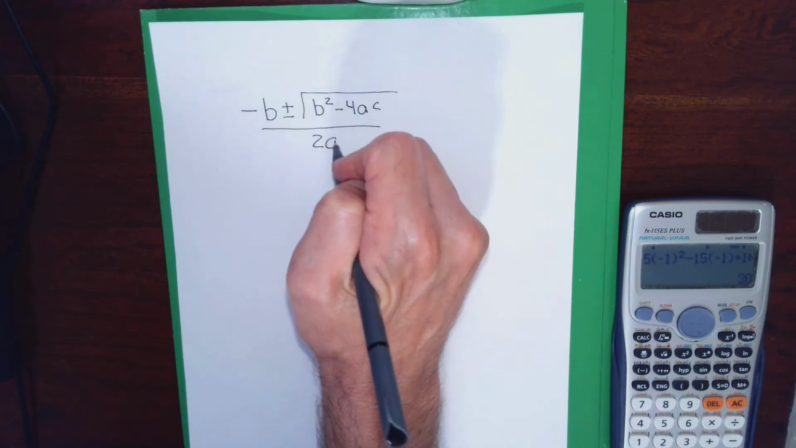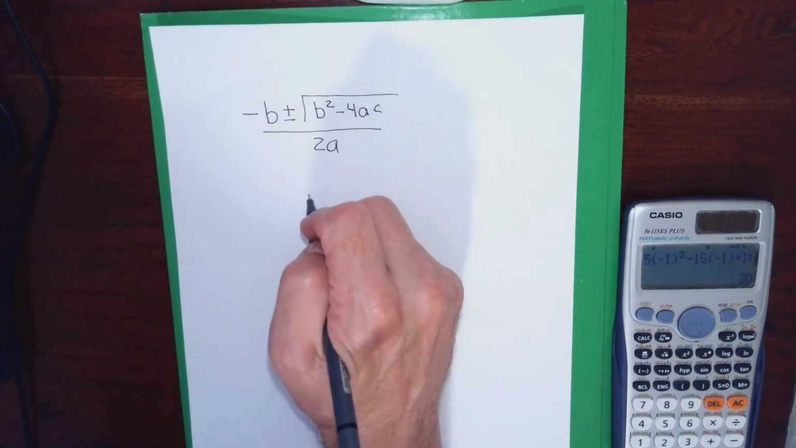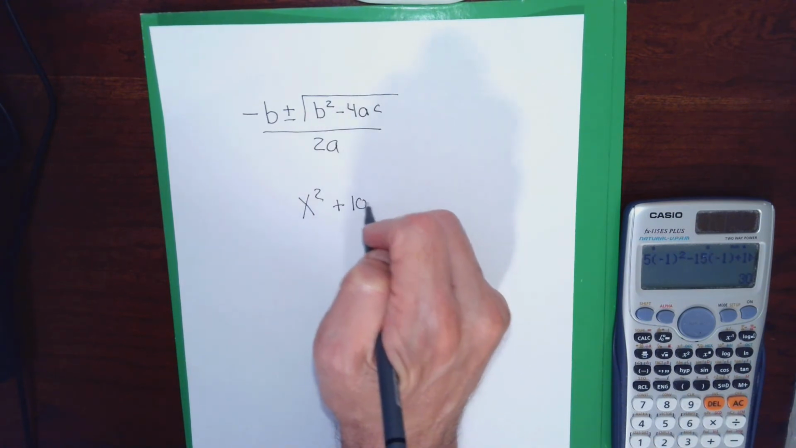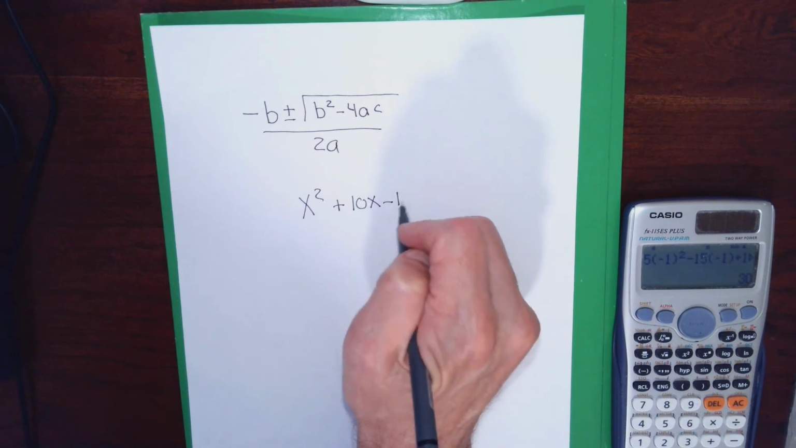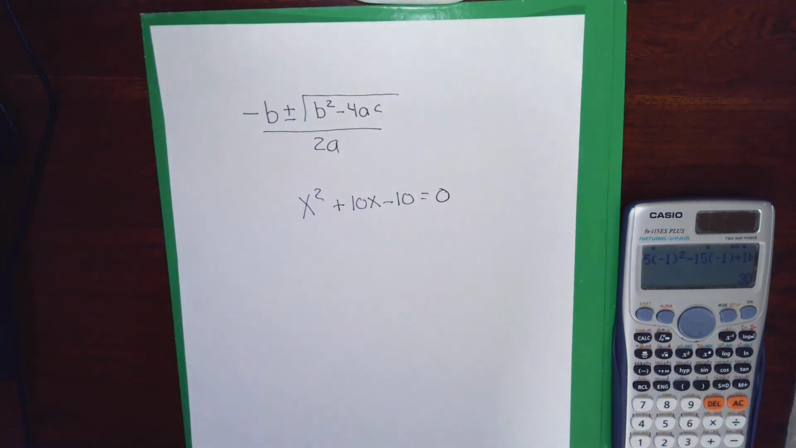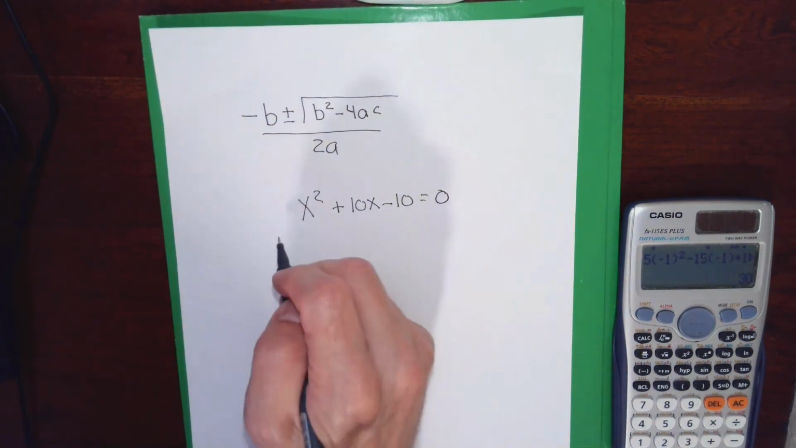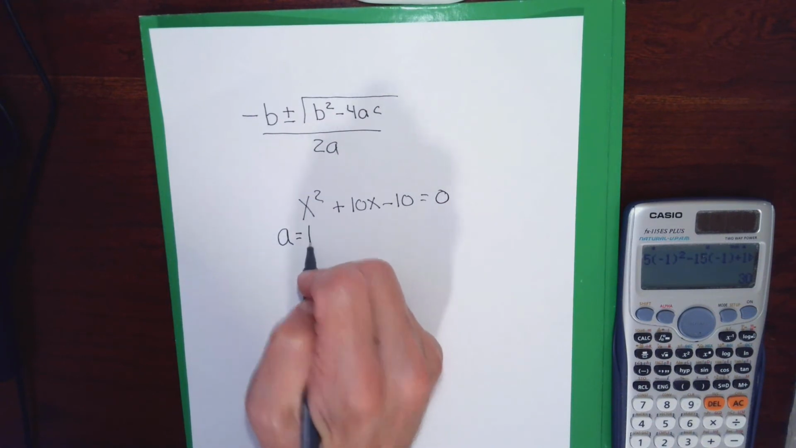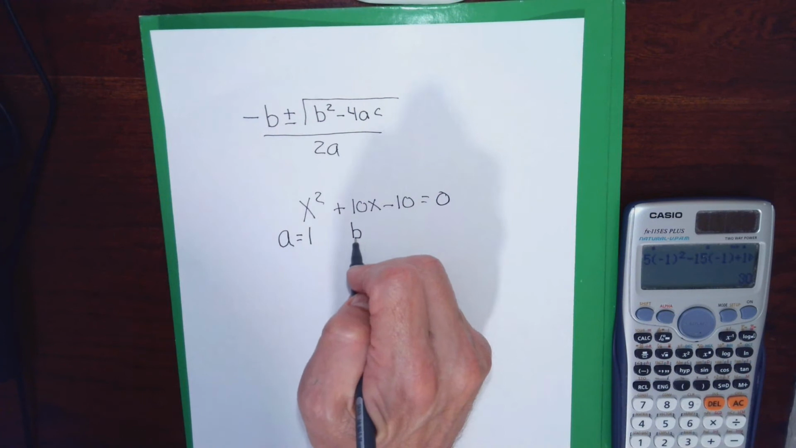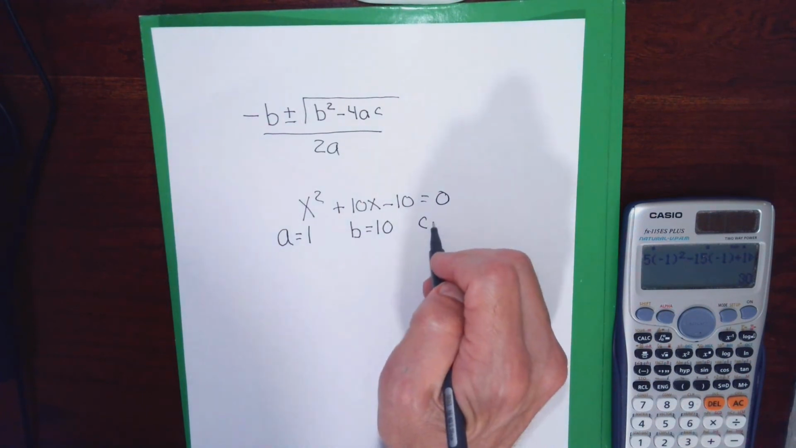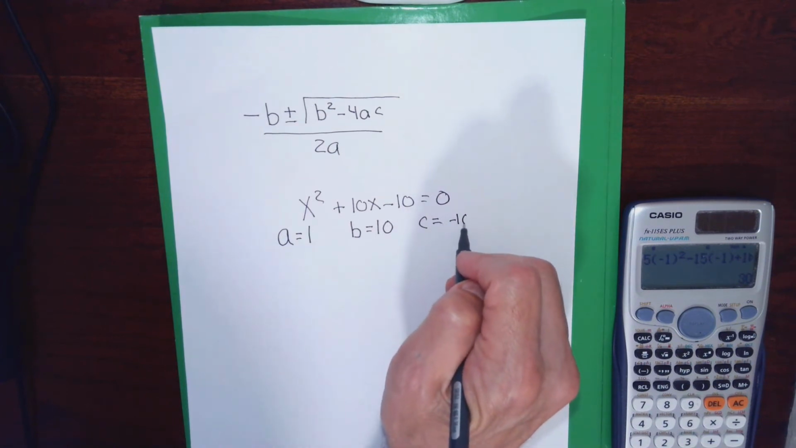And I made this problem up accidentally. x squared plus 10x minus 10 equals 0. And let me solve this. In this problem, the a is the number that's implied in front of the x squared, which is 1. The b is the number in front of the x, which is positive 10. And the c is the constant, which is negative 10.